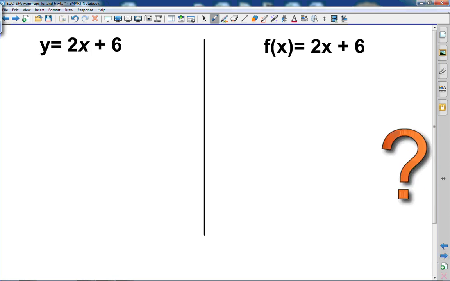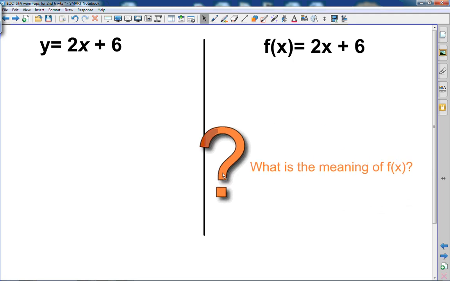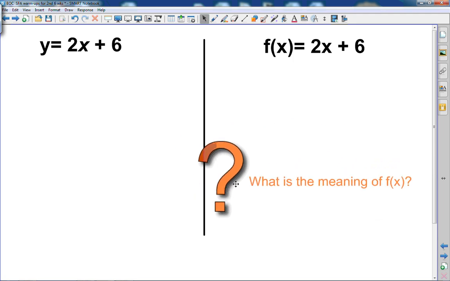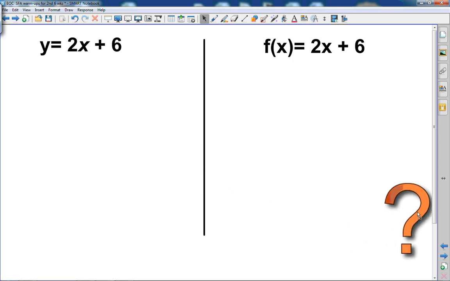Here's the next one. What is the meaning of f of x? Well, f of x is the same as y equals. It's just asking, what is the function when you get a certain number that's supposed to be x? So what am I trying to say?